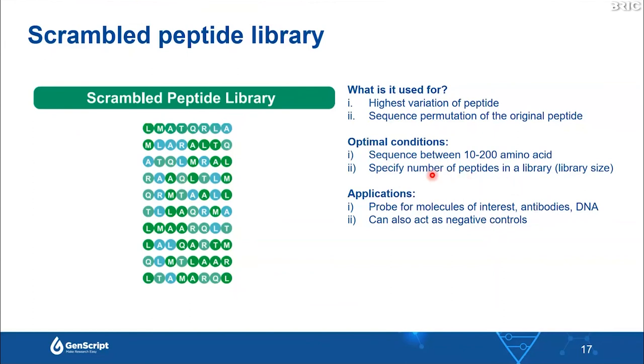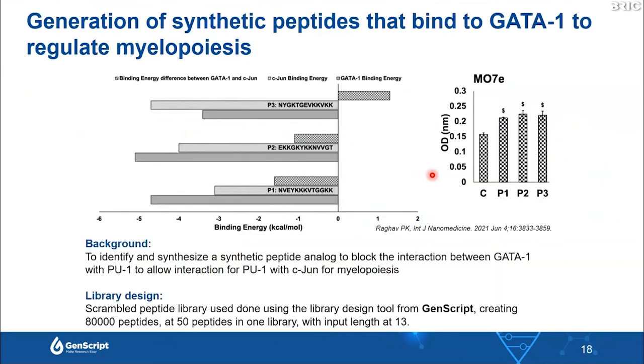but also be good for probing molecules of interest, antibodies, or DNA. So here I have illustrated an example of the scrambled peptide library that is used by Raghav et al., published in the International Journal of Medicine. So they had used the design tool in GenScript to generate 80,000 peptides with 50 peptides in one library of input length at 13. Peptide length 13.